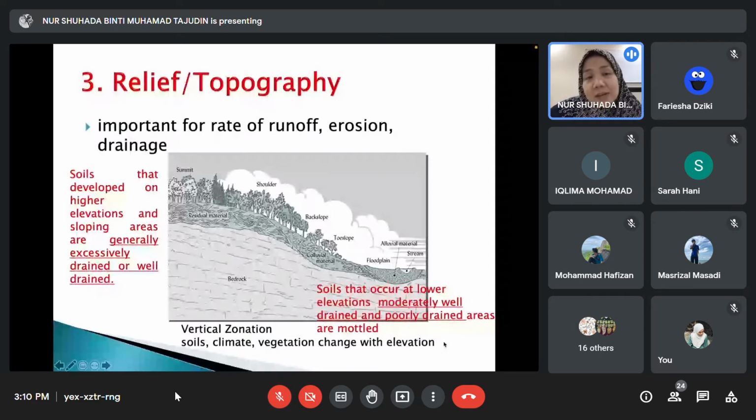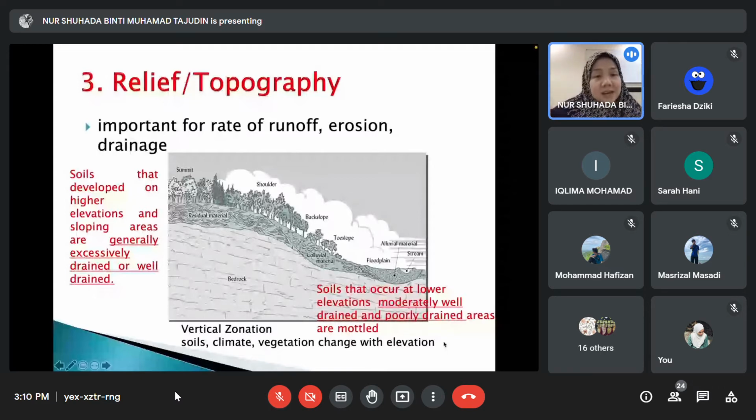Number 3 is we have the topography. Topography is also important. Okay, topografi ni maksudnya bentuk muka bumi. Okay, so where is the soil located? The soil located on top of the hill, at the side of the hill, or at the bottom of the hill. So each of these locations has different developments of soil profile. Okay, why? Okay, so we will look.